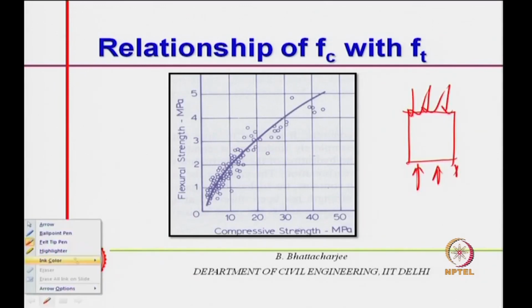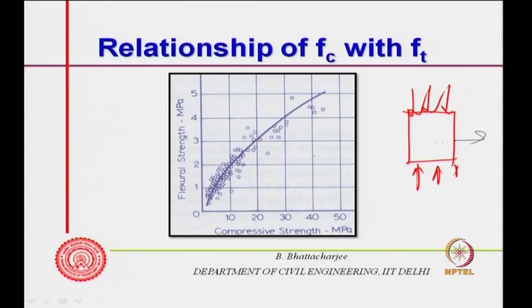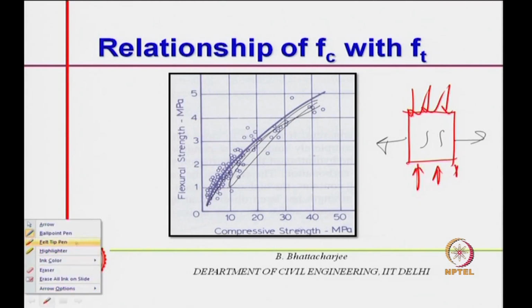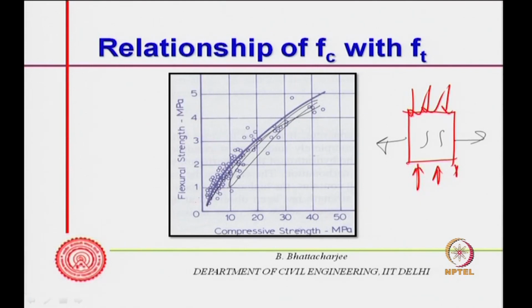Failure occurs because of the transverse tension, cracks can occur because of this, and therefore they are related. So, compressive strength versus flexural strength, one can relate it in this manner, one can get curves of this kind. Generally there is a lot of scatter, but the variation would be something of this kind.